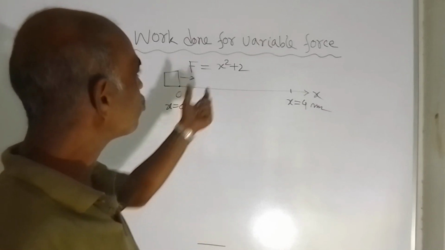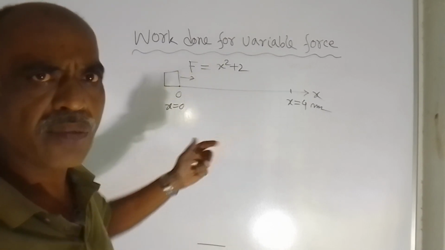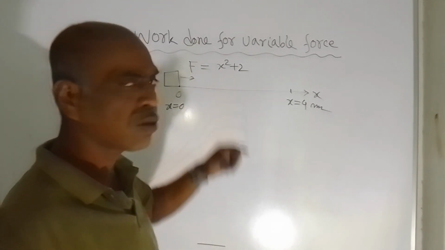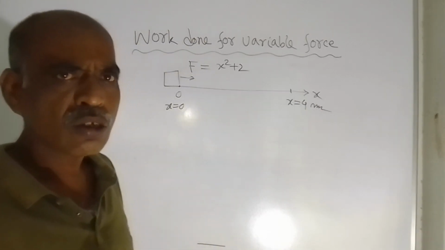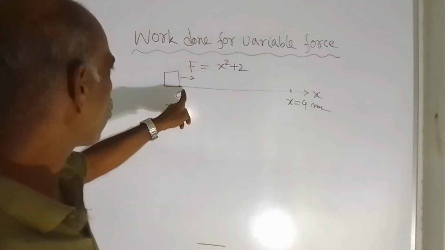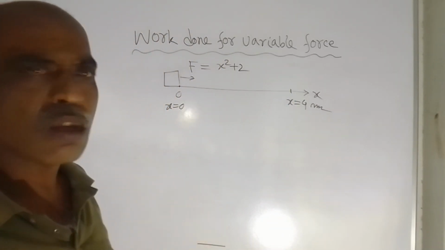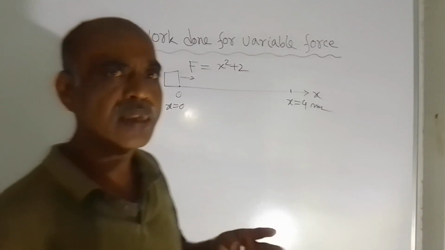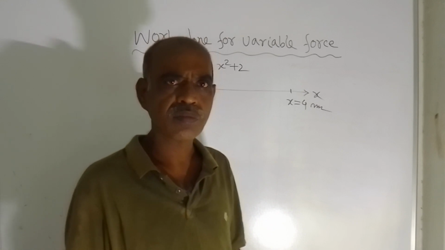If you put x is equal to 1, then you will get what? 1 square plus 2, that is 3. F is equal to 3. If you put x is equal to 2, then you will get what? 2 square plus 2, that is 6. So you can see that force is continuously varying from this origin up to this point. Force is continuously varying. So you cannot multiply directly force with displacement to get the work done.